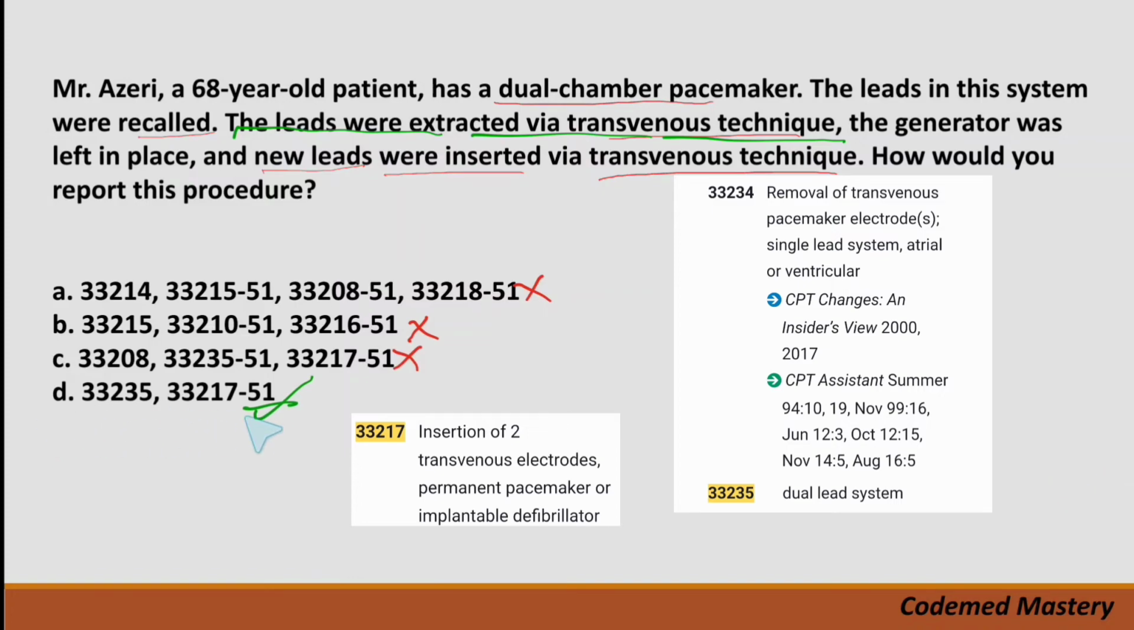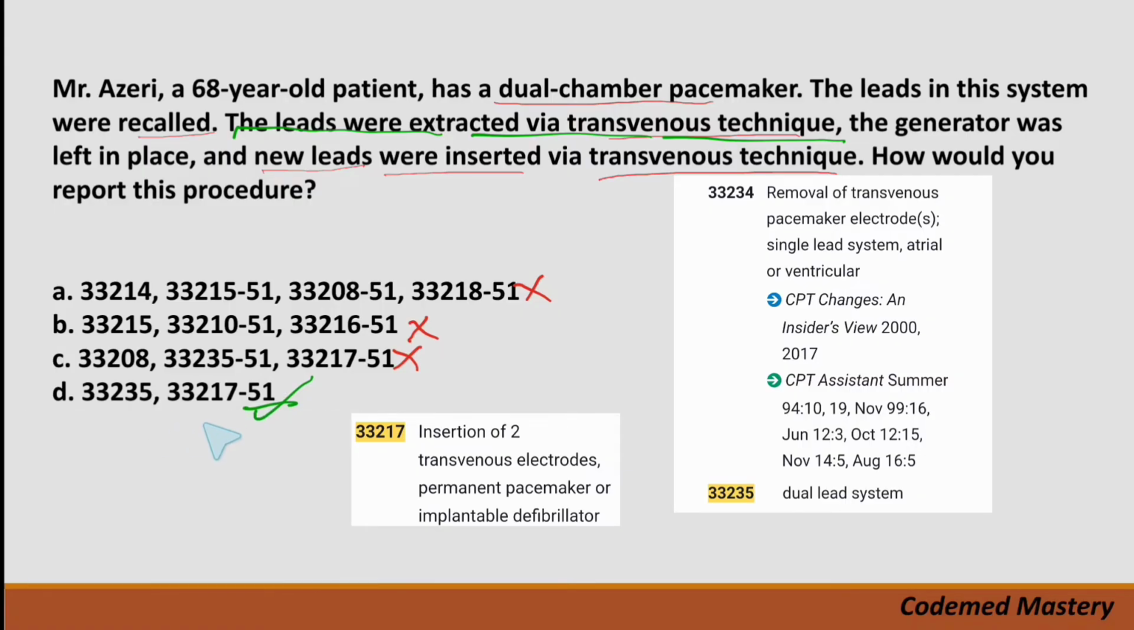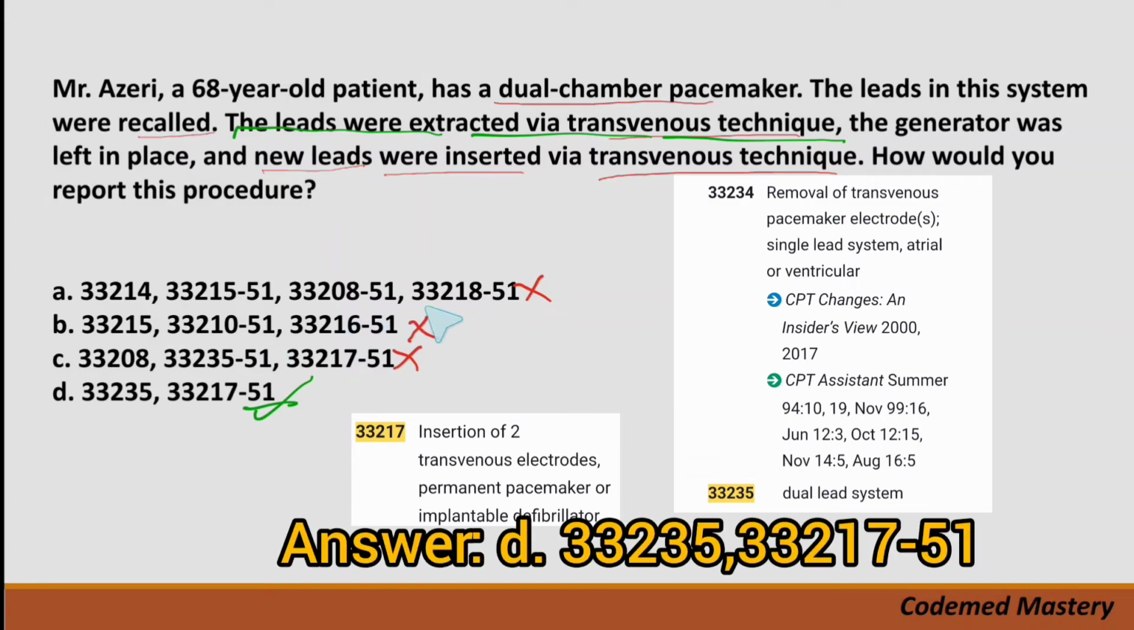In option C also, these two codes are present. But here they have mentioned 33208, which is for insertion of new or replacement of permanent pacemaker dual chamber. But in this case, we have to code for removal as well as replacement of lead. So option D will be the right answer. You can also check other codes if you want. That is 33218, 33216. All these codes are for repair and insertion of single transvenous electrode. If we code these codes for this question, it will be wrong. So we have eliminated all these options.